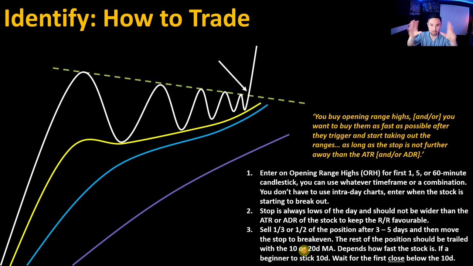Then sell 1/3 or 1/2 of the position after 3 to 5 days. So once you're in the trade, after 3 to 5 days, sell 1/3 or 1/2 of the position. This comes into the mitigation part. Remember, we're looking at identify, control, mitigate, and optimize. We're going to go deep on all of them. The rest of the position should be trailed with the 10 or 20-day moving average, depending how fast the stock is moving.